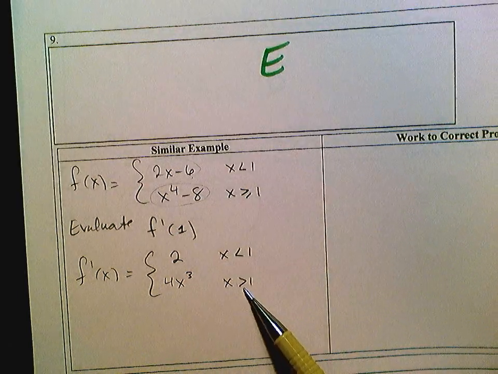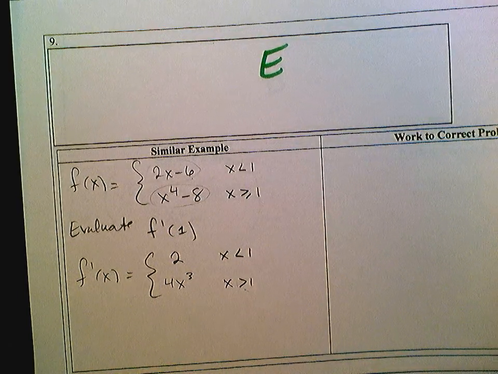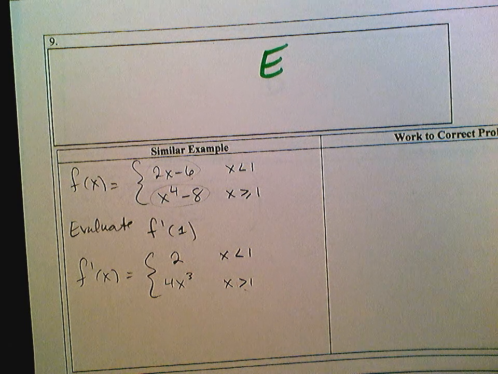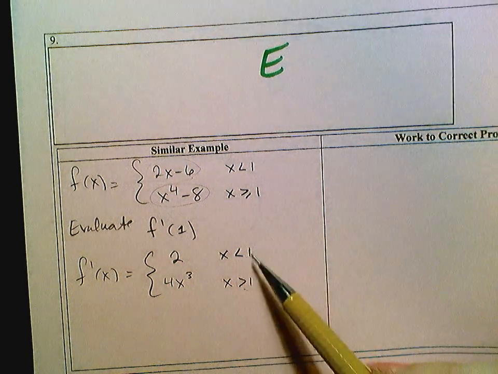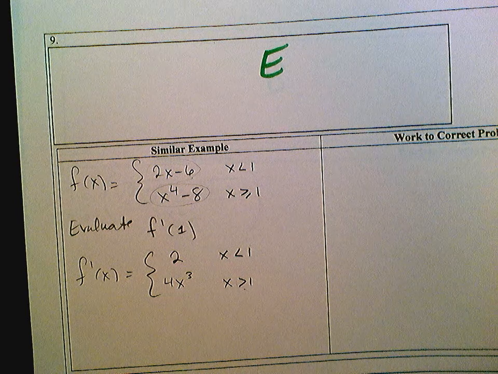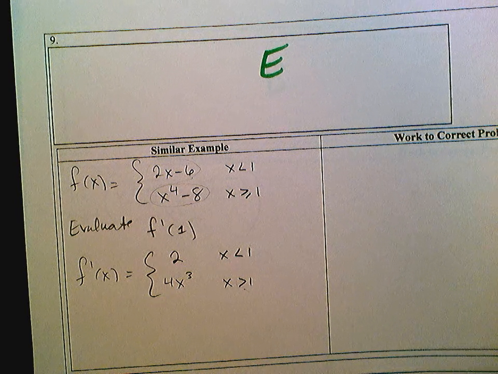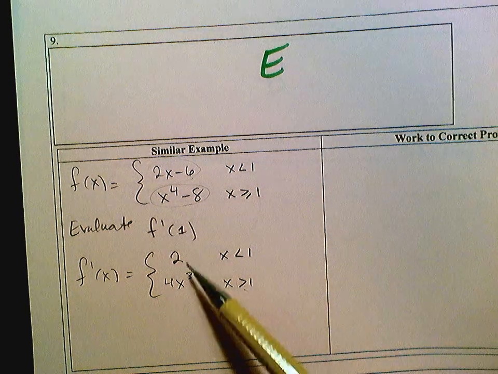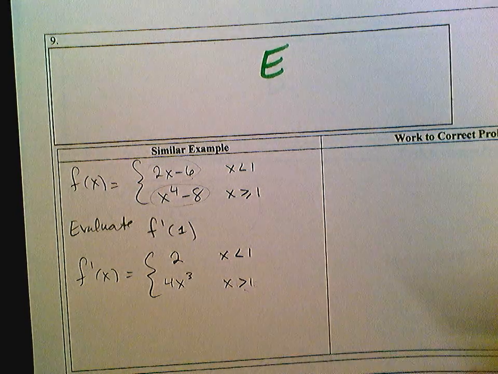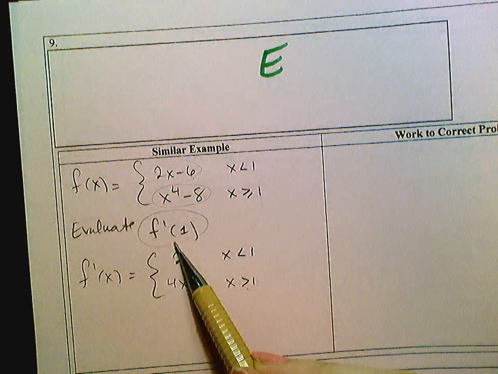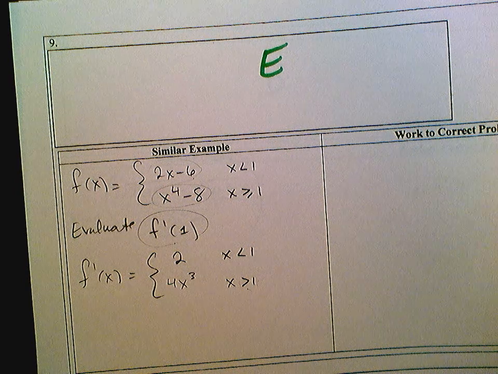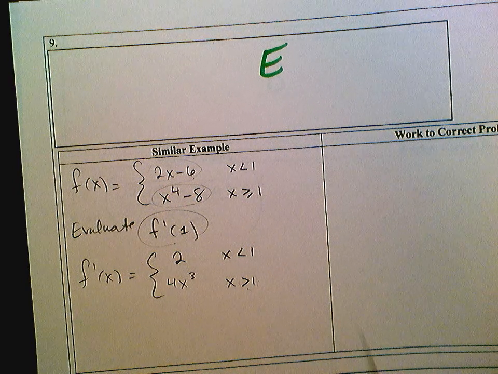Now, I don't say greater than or equal to unless I know that the function is differentiable at 1. A function is differentiable at a point if its derivative is continuous at that point. I don't know if the derivative is continuous at 1. And they're asking me to evaluate f prime of 1. Okay, well, I've got to see if the derivative is continuous.